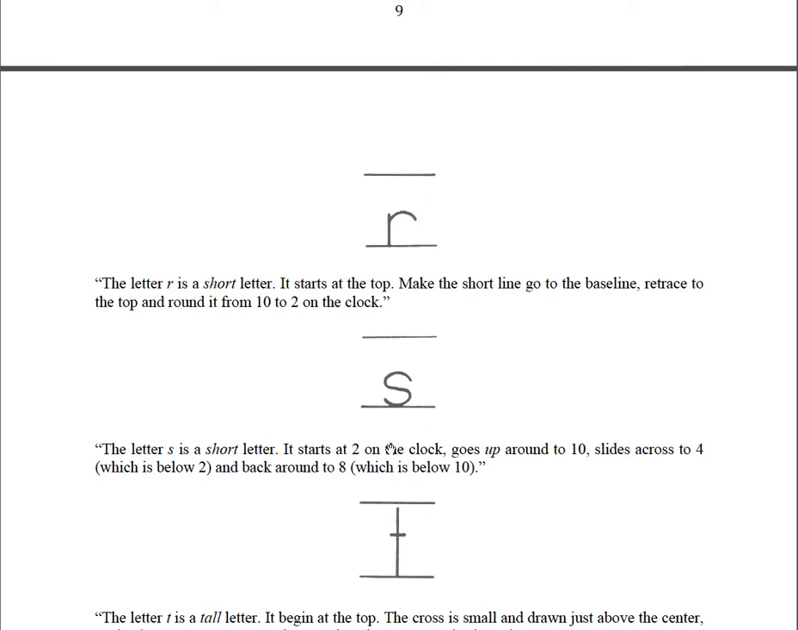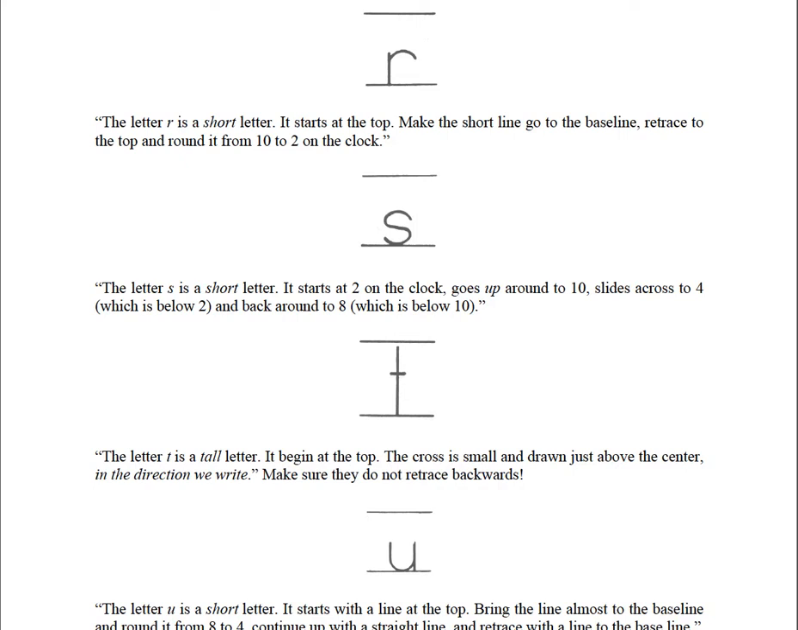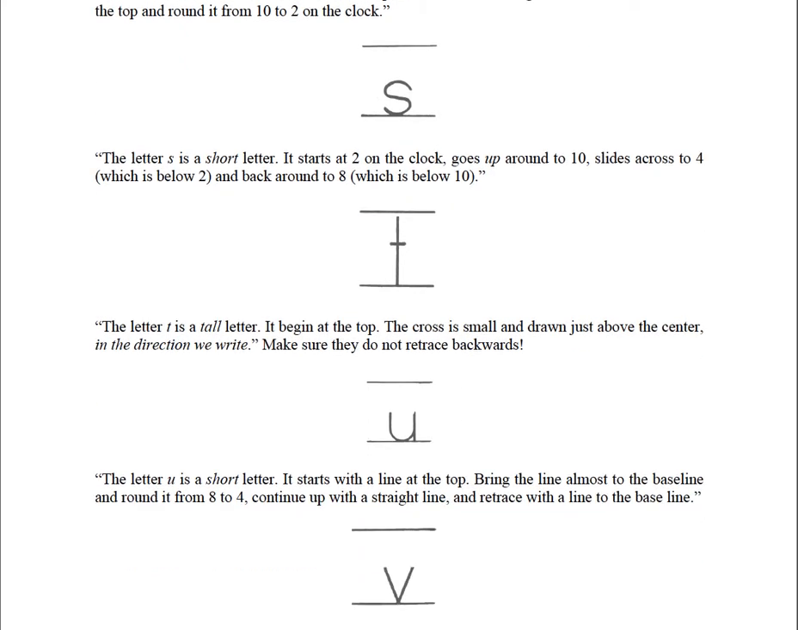S, short letter, it starts at 2 o'clock, goes around to 10 o'clock, slides across to 4, which is below the 2, and then back around to 8, which is below the 10. And boy, you can have kids writing some beautiful, beautiful S's. Sometimes S's get really sloppy. I don't accept sloppy work. I hope you don't either.